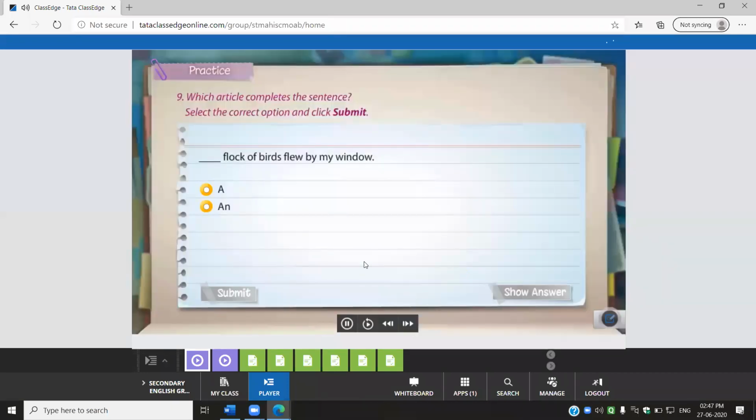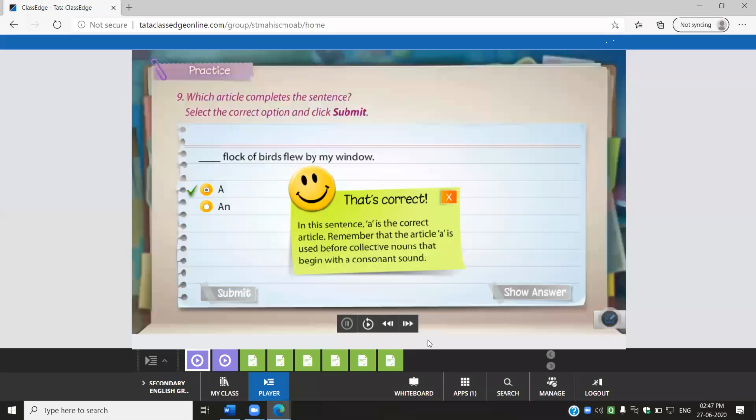Which article completes the sentence? Select the correct option and click Submit. That's correct. In this sentence, a is the correct article. Remember that the article a is used before collective nouns that begin with a consonant sound.